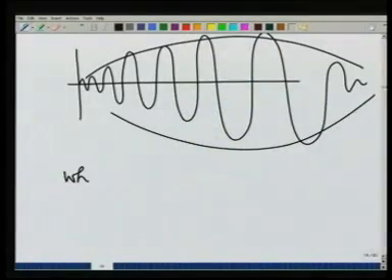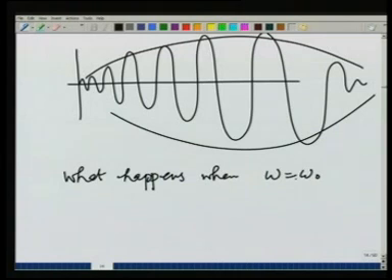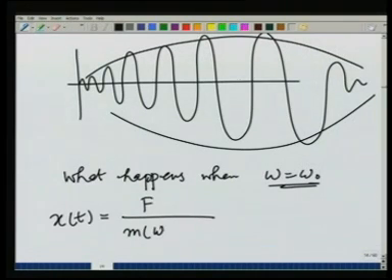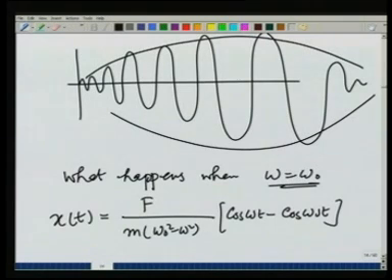What would be a very interesting question to ask now is, what happens when omega equals omega 0? Recall that the solution is x t equals f over m, omega 0 square minus omega square, times cosine of omega t minus cosine of omega 0 t. I cannot substitute omega equals omega 0 directly here, because when I divided I assumed omega and omega naught were not equal. So, I take the limit omega going to omega 0.